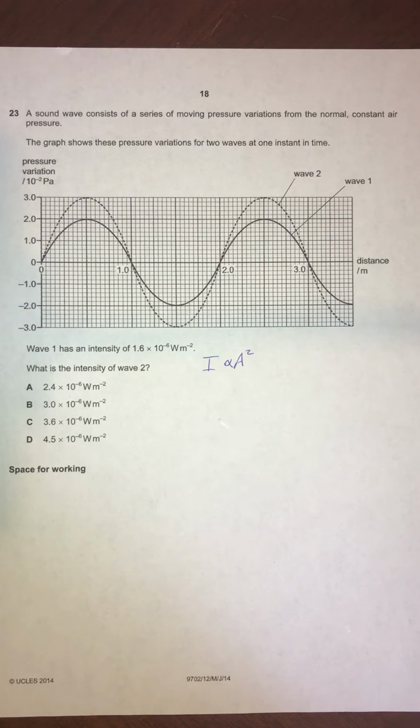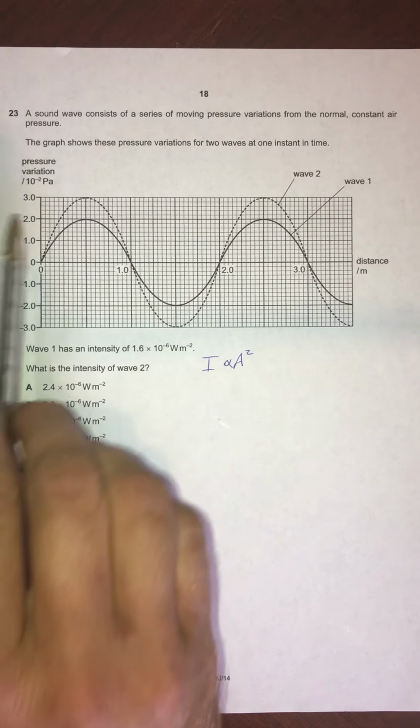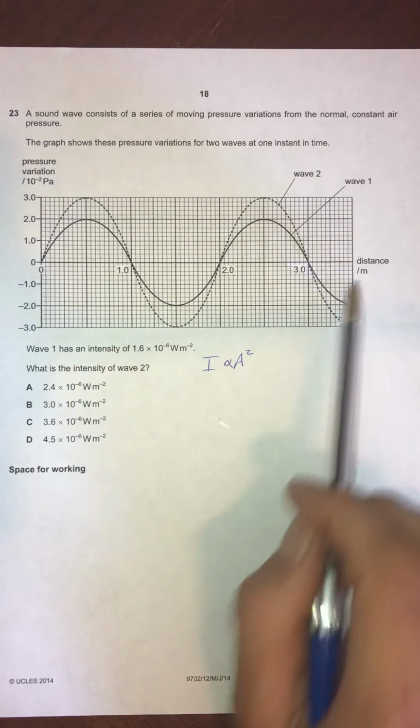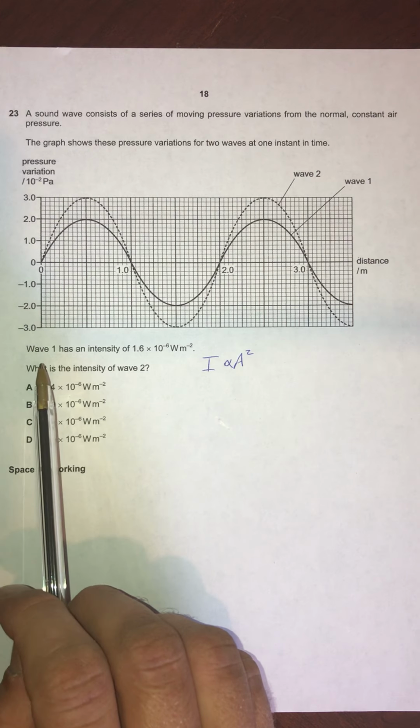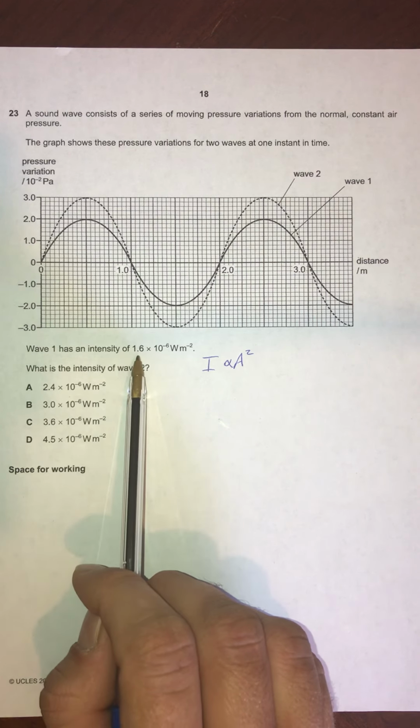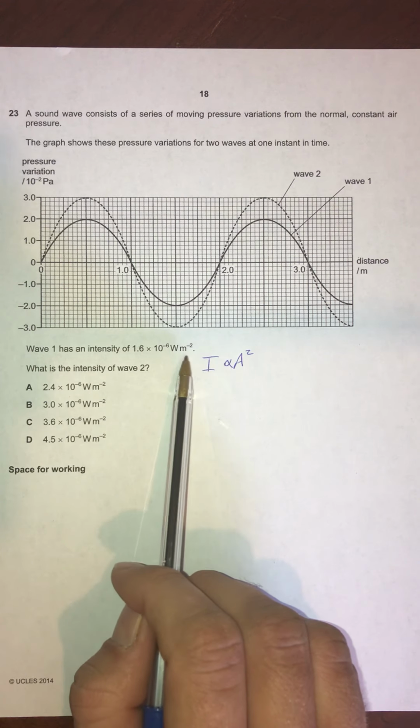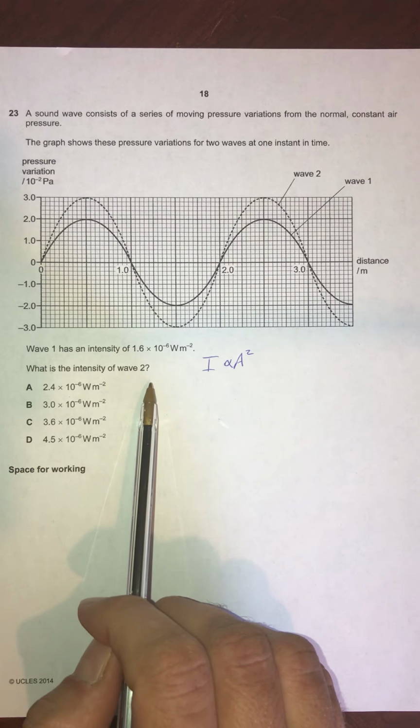The question, which comes from ACE Physics Syllabus Code 9702, Paper 12 from May-June 2014, question number 23, reads: a sound wave consists of a series of moving pressure variations from the normal constant air pressure. The graph shows these pressure variations for two waves at one instant in time. So the pressure variation is measured in hundredths of pascals against distance measured in meters here. It says wave 1 has an intensity of 1.6 times 10 to the negative 6 watts per square meter. What is the intensity of wave 2?